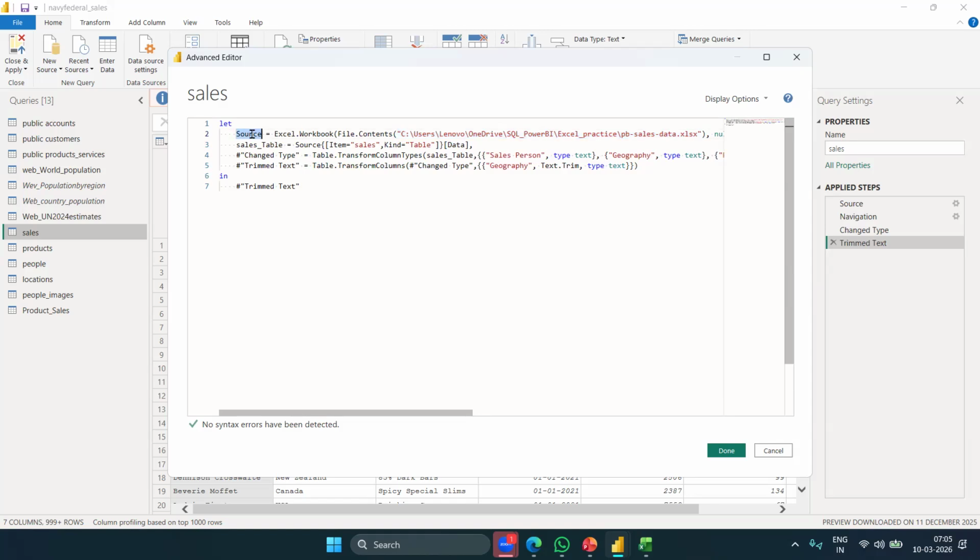And once we got the source, the next one, Sales_Table, has taken the source, the object that was created in the previous line, and it has taken the Sales item and the data. And the next one is Changed Type. We are going to learn one separate class for data types only, right? So if you want to be a data engineer or data analyst, it is very important that we should have some solid understanding about data types.